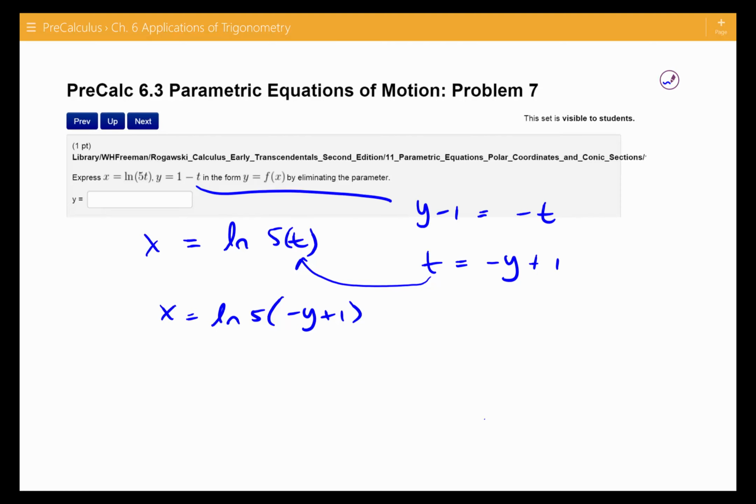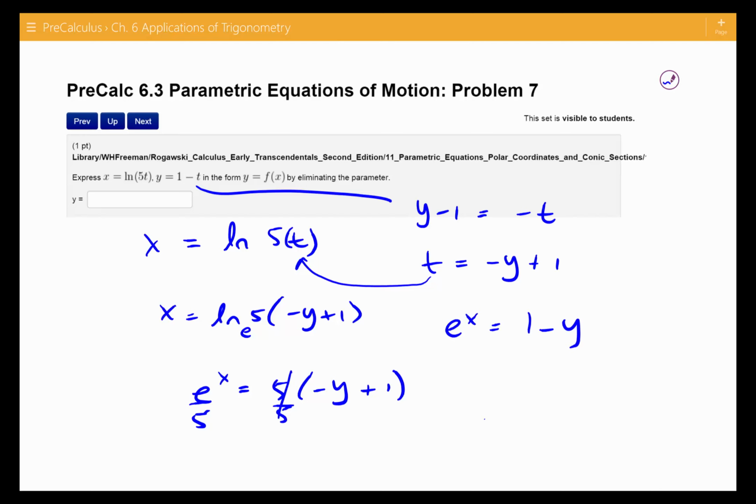So I'm going to change this into exponential form. You can take both sides to base e, or you can do base to the exponent equals the argument like we did for logs. So we do e to the x equals 5 times negative y plus 1. I divide both sides by 5. That leaves me with e to the x equals 1 minus y.